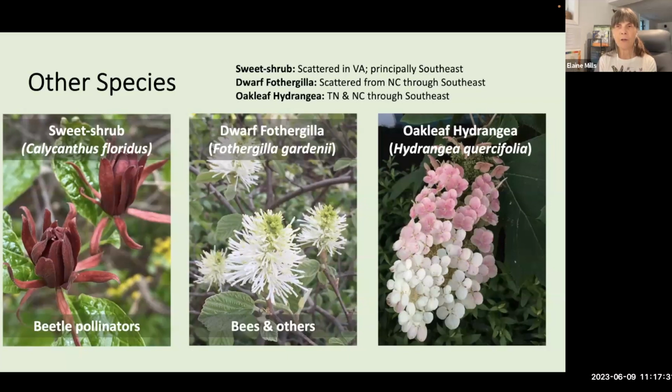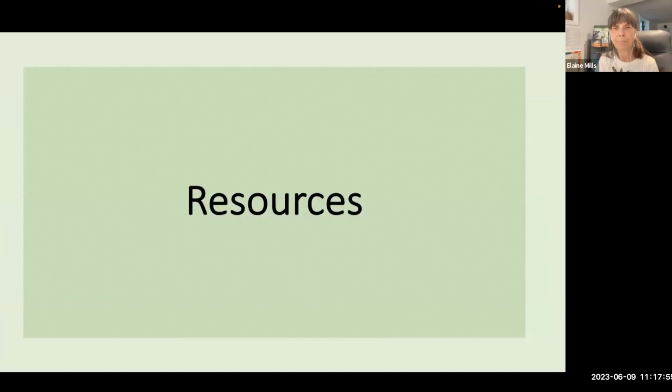Oakleaf hydrangea, Hydrangea quercifolia, provides nectar and pollen to bees, wasps, and syrphid flies. They will dive deep into the flower clusters to look for the underlying fertile flowers, and then the sterile flowers will change from white to pink over the season.